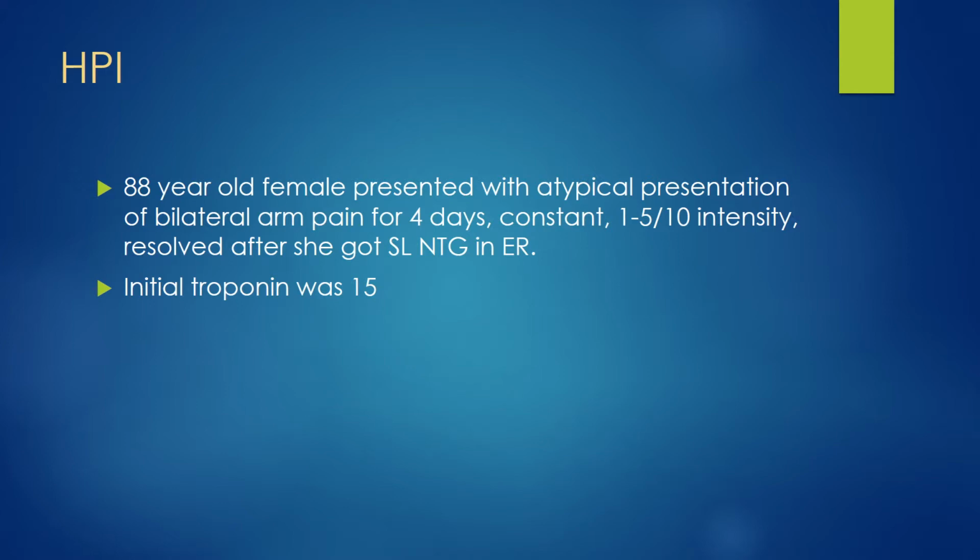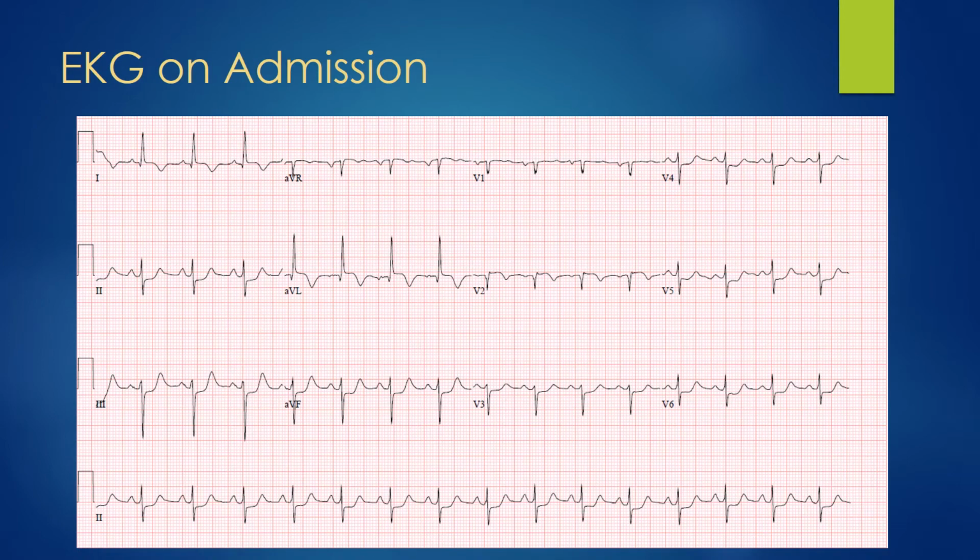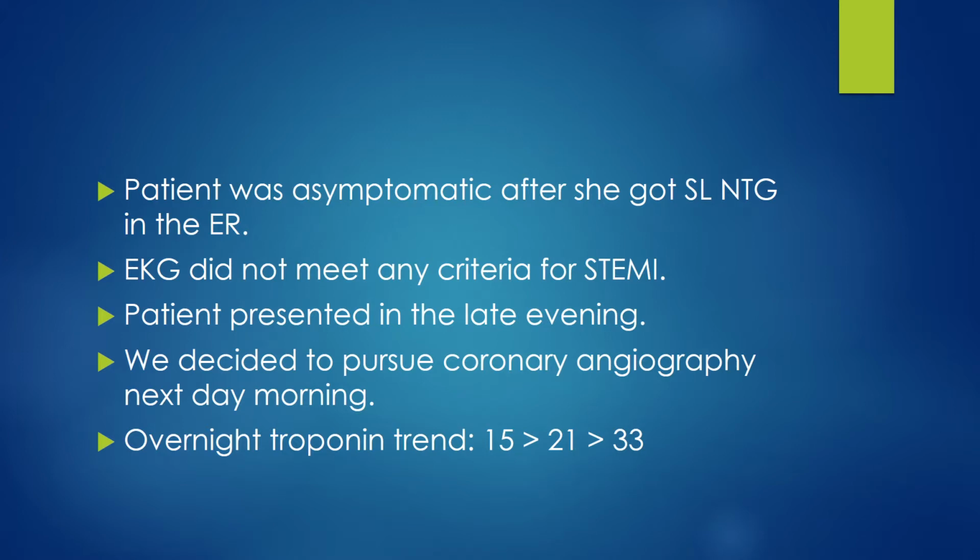Initial troponin was 15. She had an EKG done on a previous admission, which showed normal sinus rhythm, no acute ischemic changes. On this admission, the EKG showed significant diffuse ST depression, and there is minimal, less than a millimeter, ST elevation in lead V2. The patient was asymptomatic after she got sublingual nitroglycerin in the ER. The EKG did not meet any criteria for STEMI. The patient presented in the late evening, therefore we decided to pursue coronary angiography the next day morning. Overnight, her troponin trended up to 33.